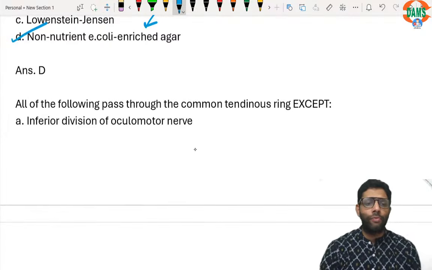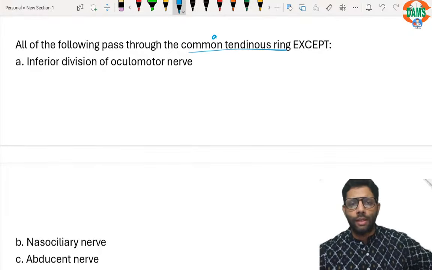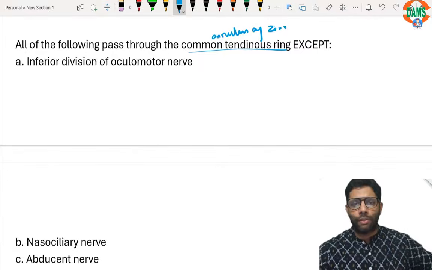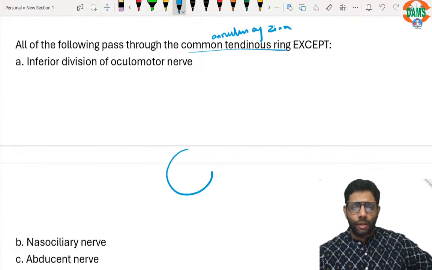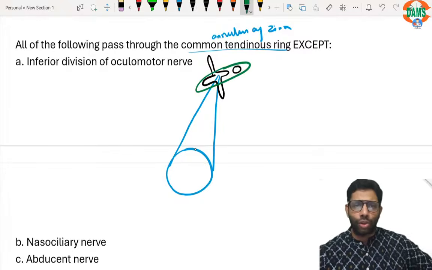Now all of the following are passing through the common tendinous ring, known as the annulus of Zinn. It is present at the apex of the orbit. If this is the eyeball and this is the orbit, like a pyramid shape, in the apex of the orbit there are the superior orbital fissure and the optic canal, and surrounding them there is the annulus of Zinn, which encompasses the middle portion of the SOF and the optic canal.